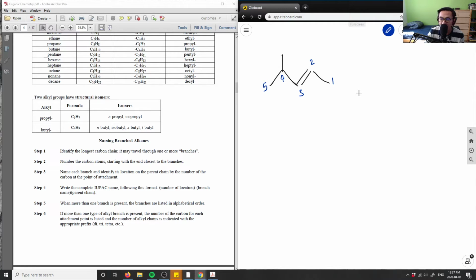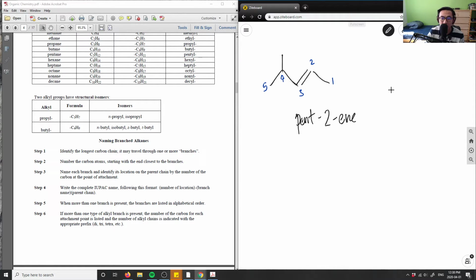If we have 5 carbons here, what is our prefix? Our prefix would be pent, P-E-N-T. Do we have single bonds, double bonds, or triple bonds? We have a double bond here, so this is an E-N-E ending. So pentene, right? But we have to be a bit more specific than pentene. Where is the location of our double bond? It's on carbon 2. So in this case, it's not pentene, it would be pent-2-ene.